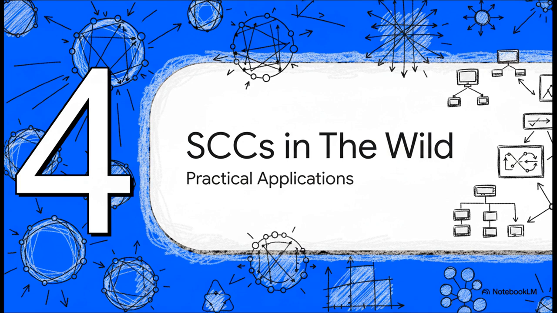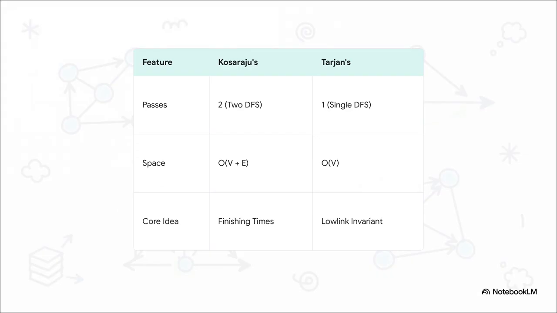Let's talk about the practical side of things. This table gives us a great head-to-head comparison. Kosaraju, on one hand, needs 2 passes, and it requires extra space to build that whole transpose graph. Its logic, though, is maybe a little easier to prove from a textbook. Tarjan, on the other hand, is more efficient, 1 pass, less space, but its correctness really depends on you understanding that more subtle low-link idea.